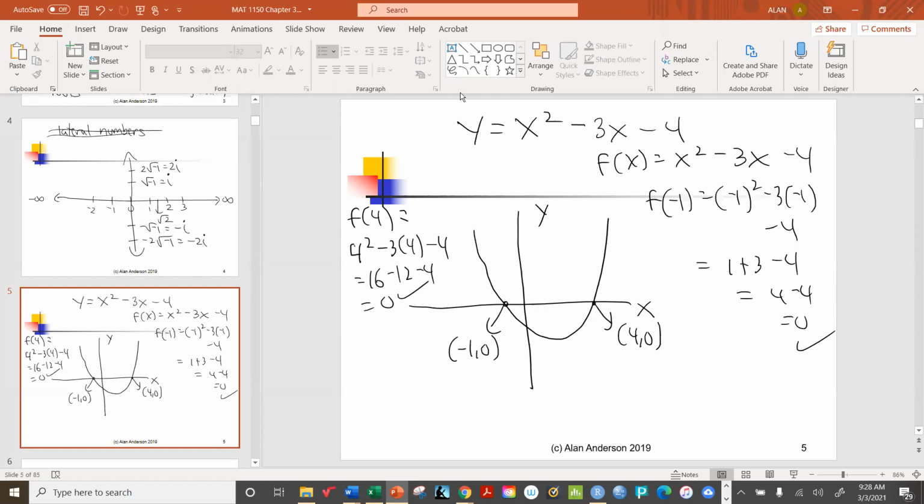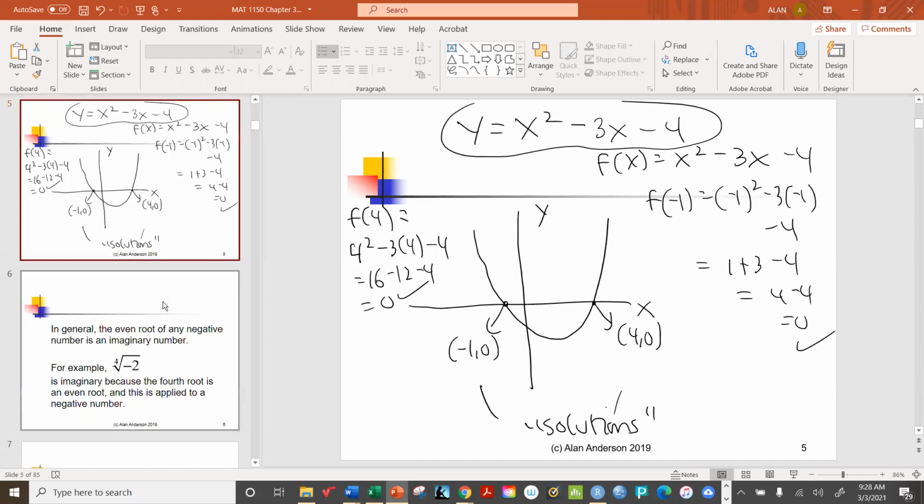this is a parabola. It's a quadratic equation, and it has 2 solutions. And that simply means that's where they cross the horizontal axis. On the other hand, let's look at something like this.